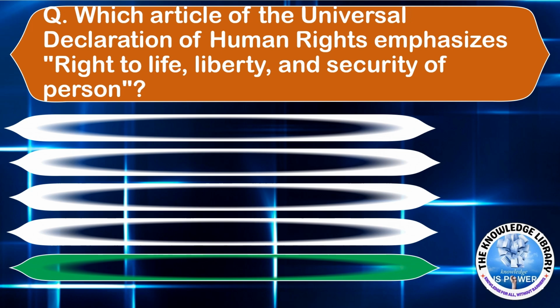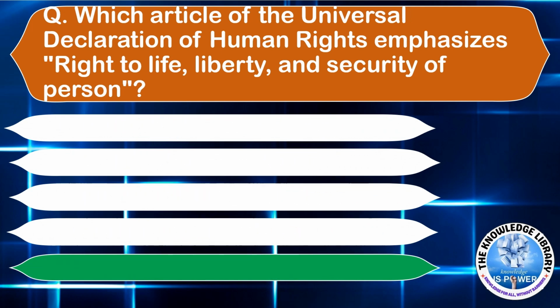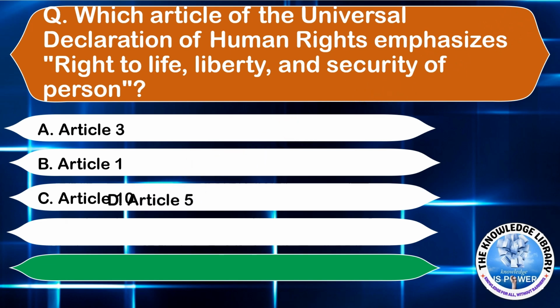Next question is, which article of the Universal Declaration of Human Rights emphasizes right to life, liberty and security of person? Option A, Article 3. Option B, Article 1. Option C, Article 10. Option D, Article 5. Correct answer is option A, Article 3.